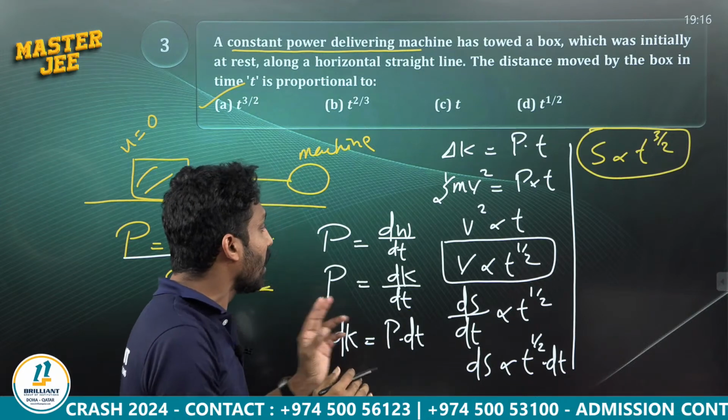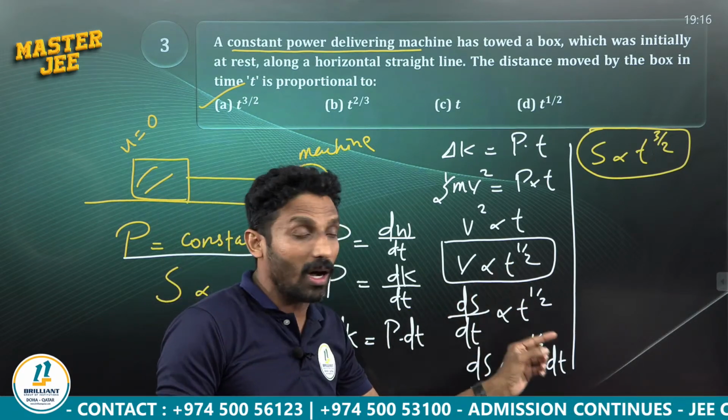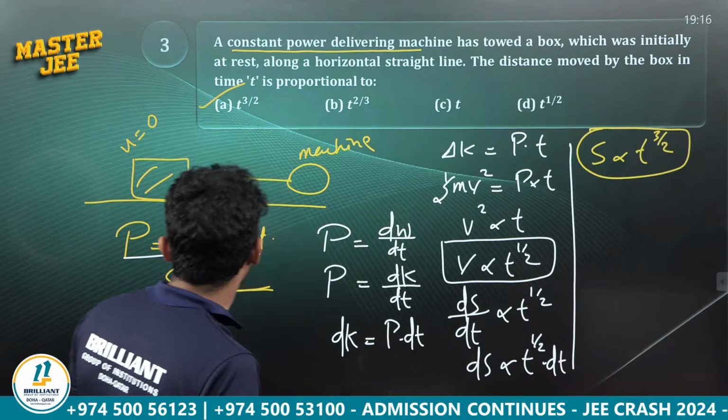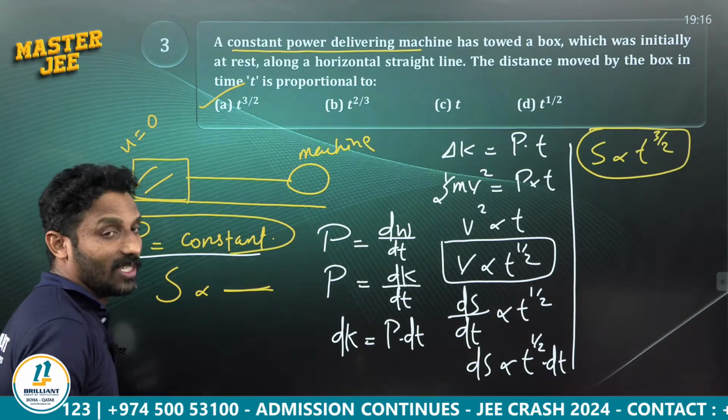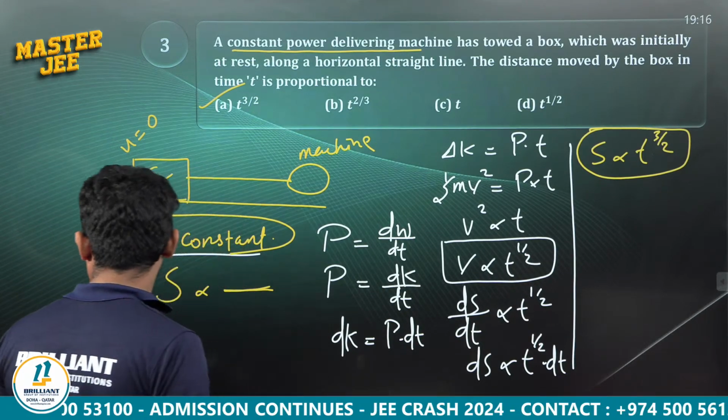So an important question here: velocity proportional to t raised to half and distance proportional to t raised to 3 by 2 in the case of power delivery is constant. Okay, moving to the next.